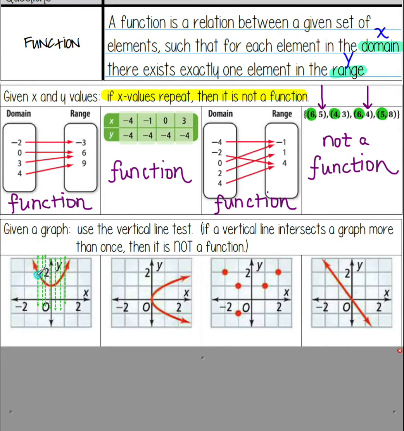With this first vertical line, it hits that parabola at that one place, and that's what we're looking for. It hits the graph once. With this second vertical line, it hits the graph in one place. The third vertical line, it hits the graph one place. The next vertical line, it hits the graph one place. And I can continue this and see that each time I drew a vertical line, it intersected this graph only one time. So this would mean that this is a function.